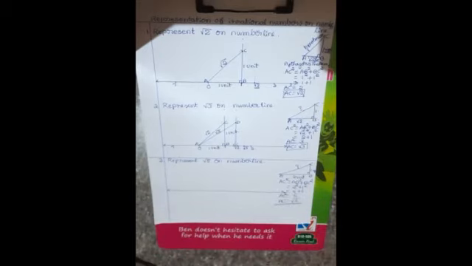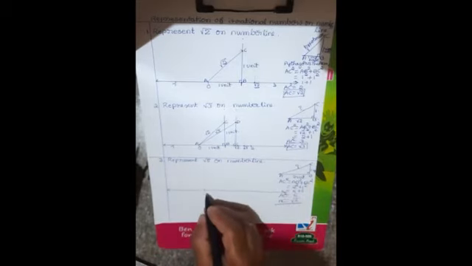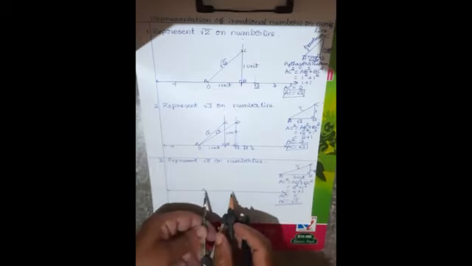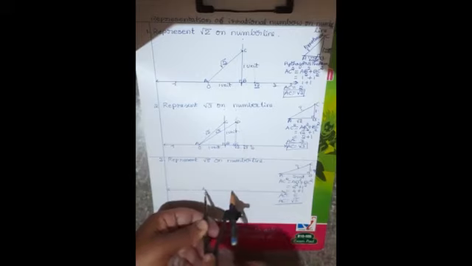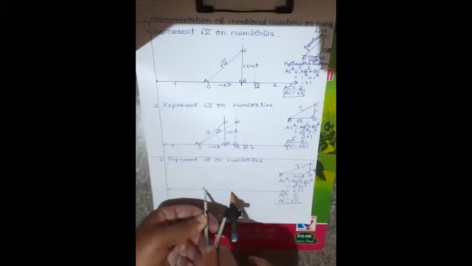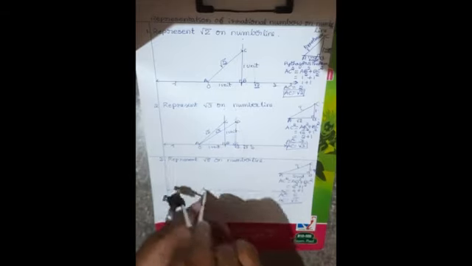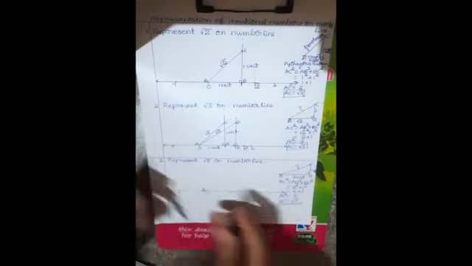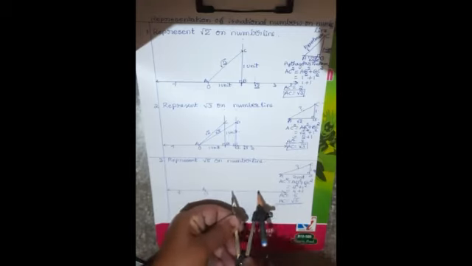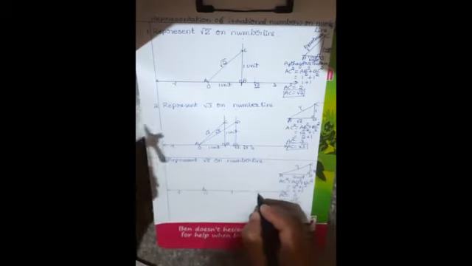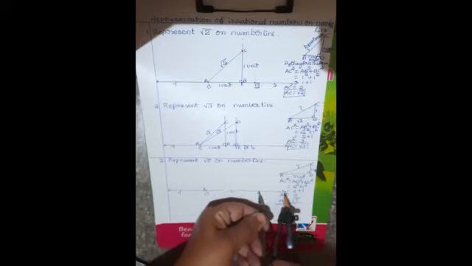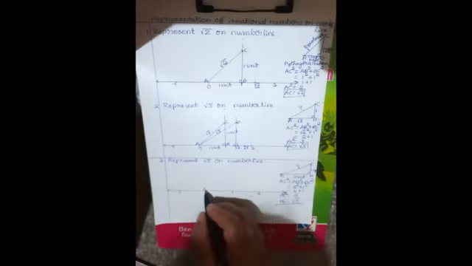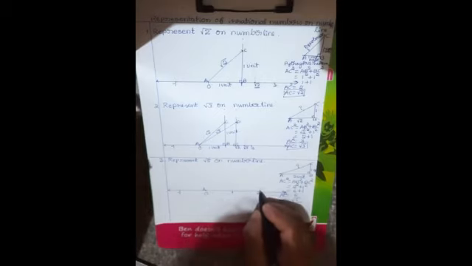And locate 0 and let it be A, and take 1 unit to the right and to the left. This is plus 1 unit and this is negative 1 unit, and take this as plus 2 and this is plus 3 and so on. This is enough. Now we need base as 2 units.